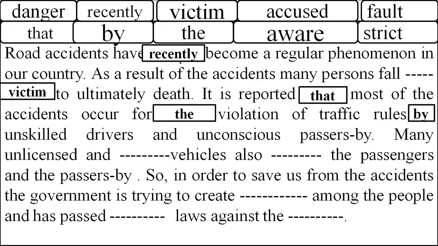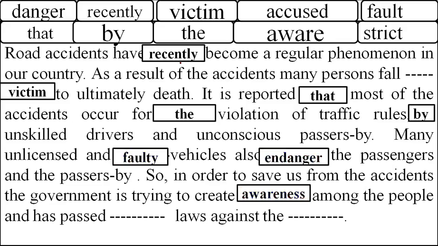Many unlicensed and faulty vehicles also endanger, because verb is missing in the sentence, so without verb we cannot form a sentence, and the passersby. So in order to save us from the accident, the government is trying to create awareness, noun form, among the people, and have passed strict laws against the accused.